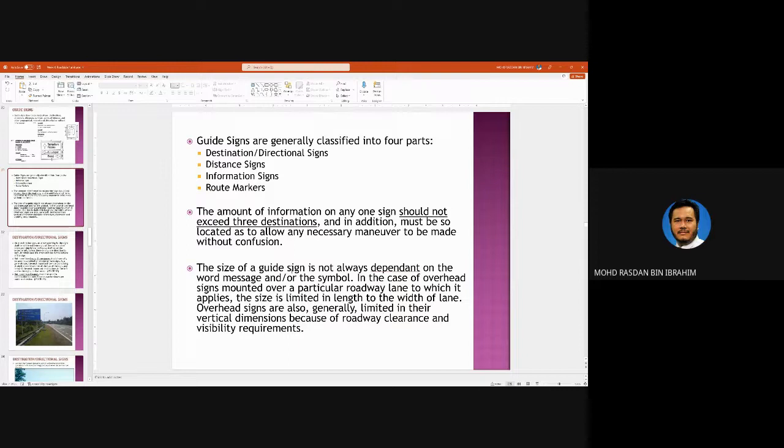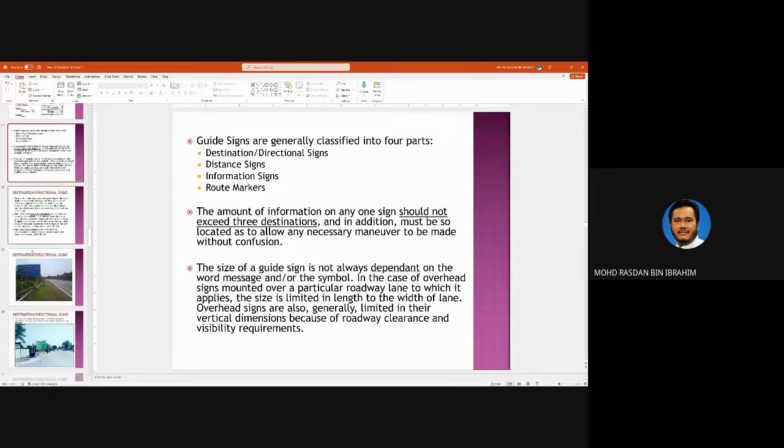The size of guide signs is not always dependent on the word or the message or the symbol. In the case of overhead mounted over a particular roadway, mounted meaning that it is across the road, on top of the road to which it applies, the size is limited to the width of the lane.